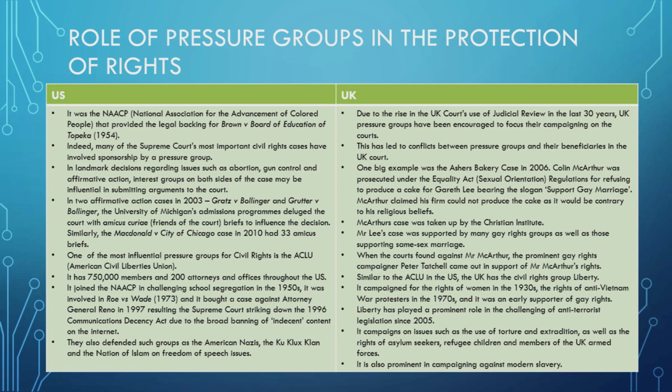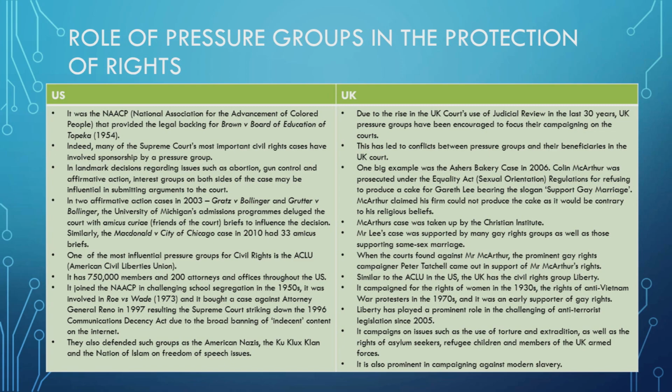And he said that even though the Equality Act and the fact that he refused to do this cake was against gay civil rights, it's not against his freedom of speech, and therefore it's violating Mr. MacArthur's rights. So similar to the ACLU in the US, the UK has another civil rights group called Liberty.